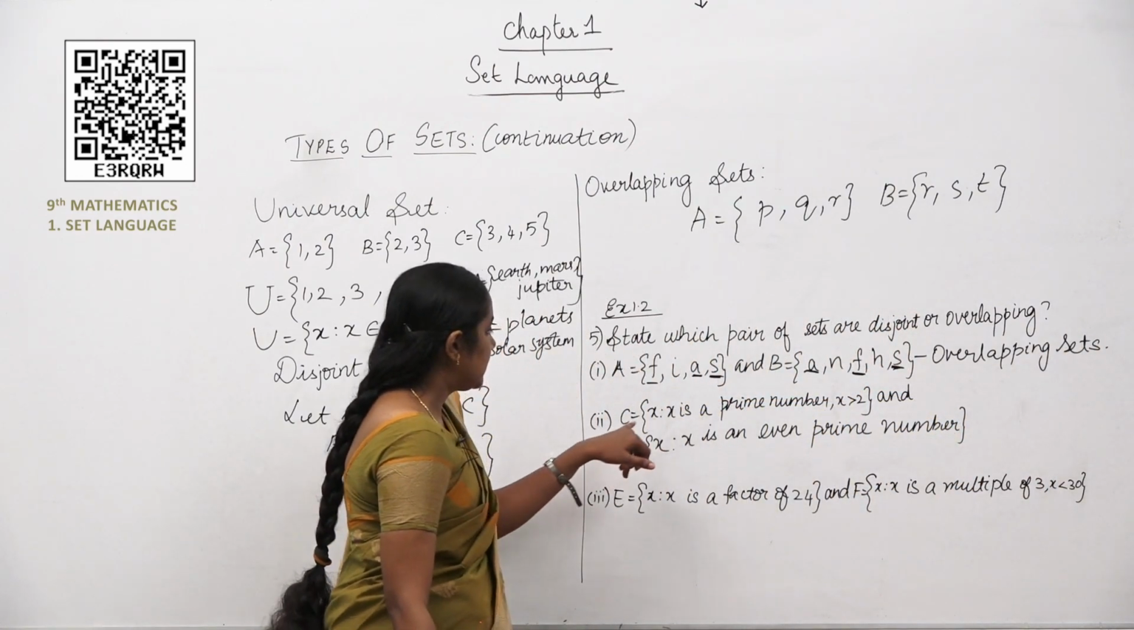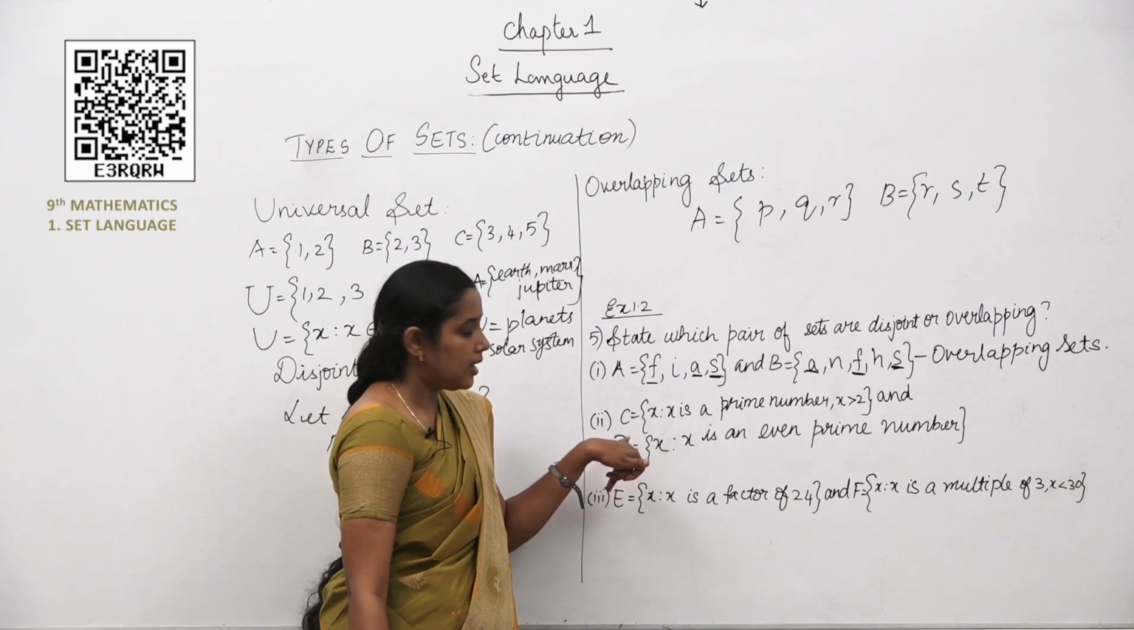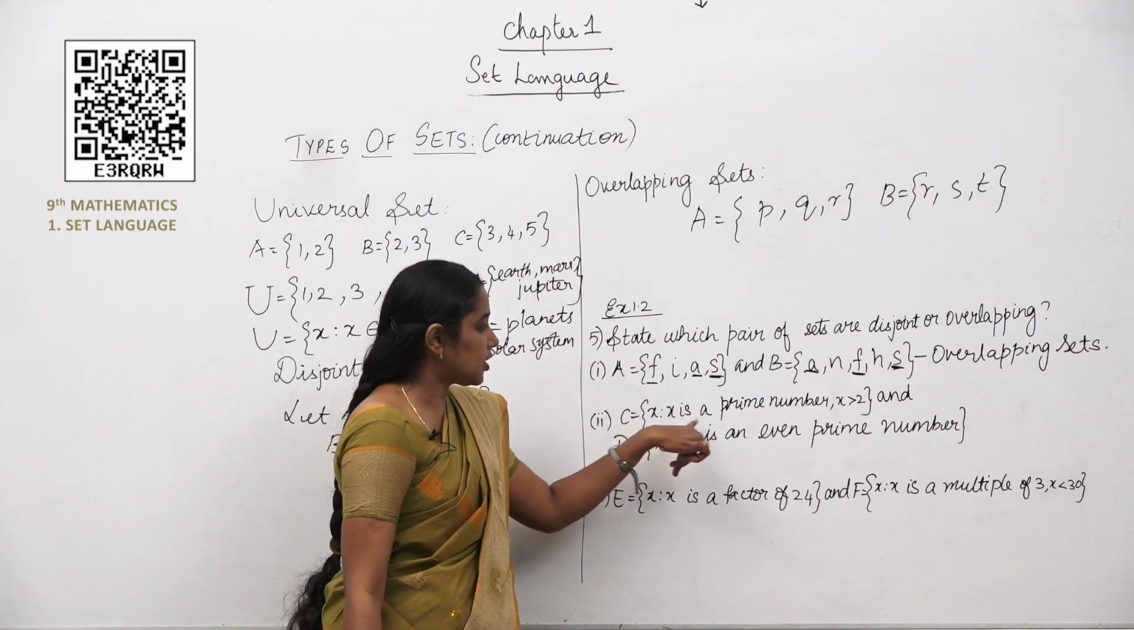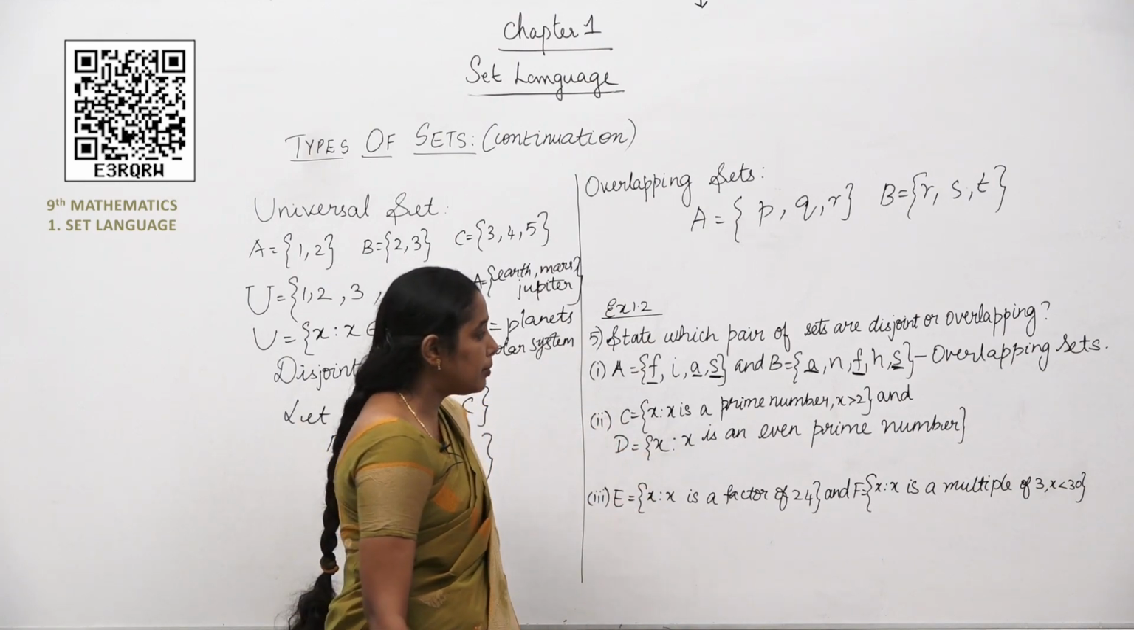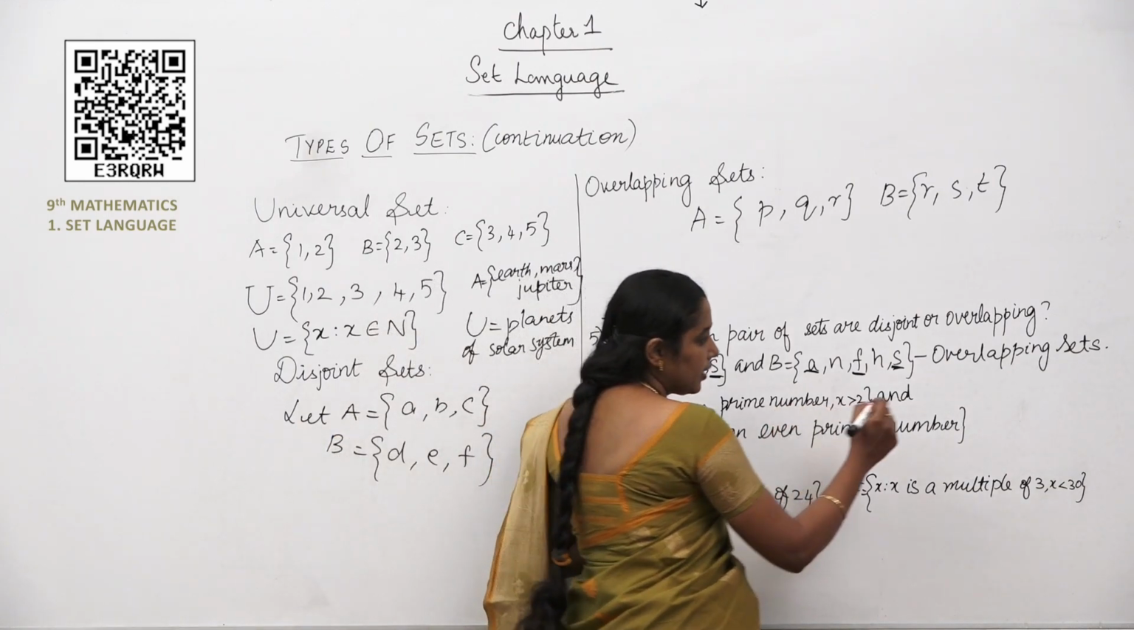Next, the second subdivision: C is equal to x such that x is a prime number greater than 2. So prime numbers greater than 2, only they have given greater than 2.